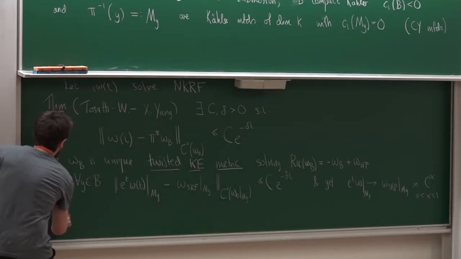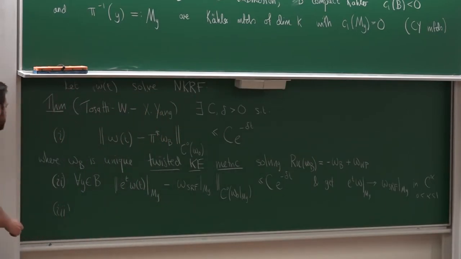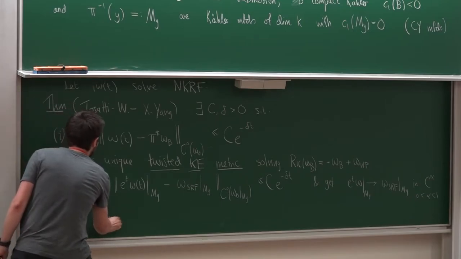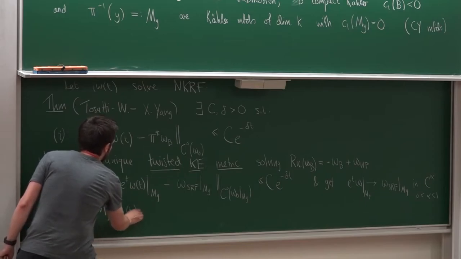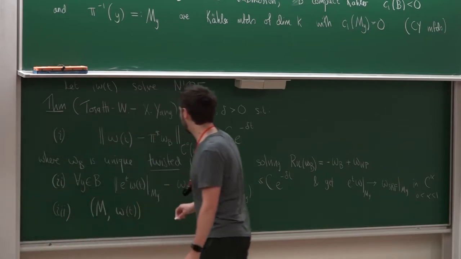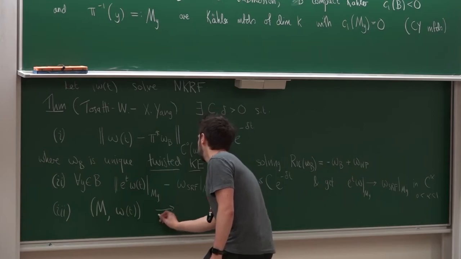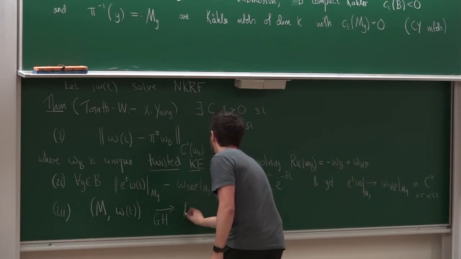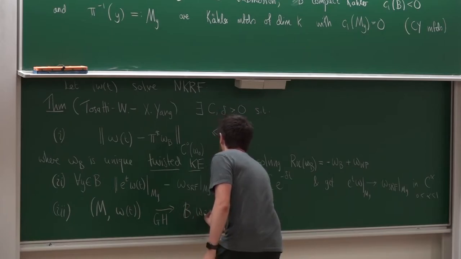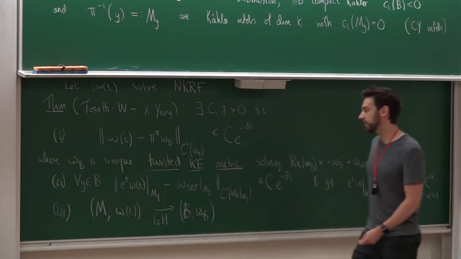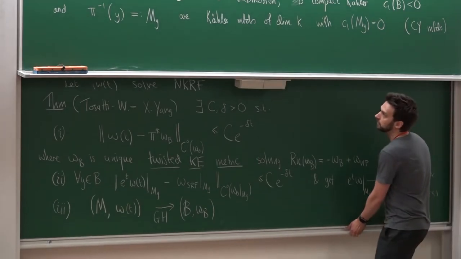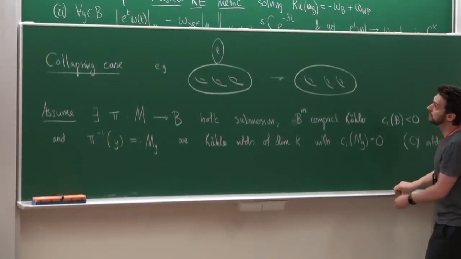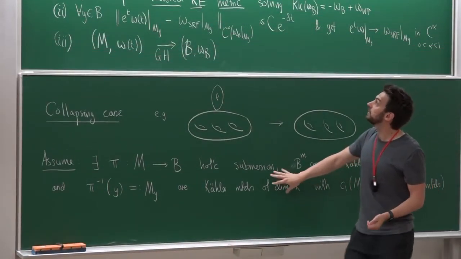And then the third is actually just a simple consequence of the first, which is that if you want to look globally, what's happening? Well, these manifolds are converging as metric spaces, so converge in a Gromov-Hausdorff sense to B, omega_B. Okay, so we get Gromov-Hausdorff convergence. Okay, so that's the main result under this assumption.